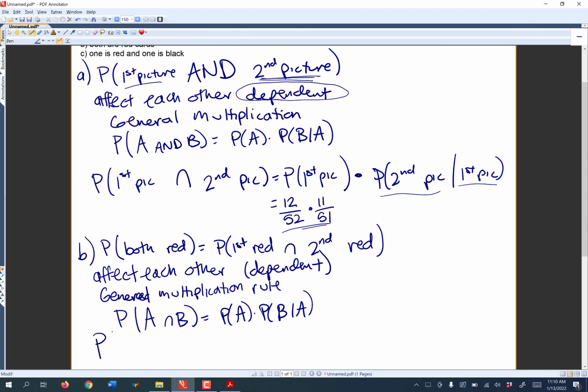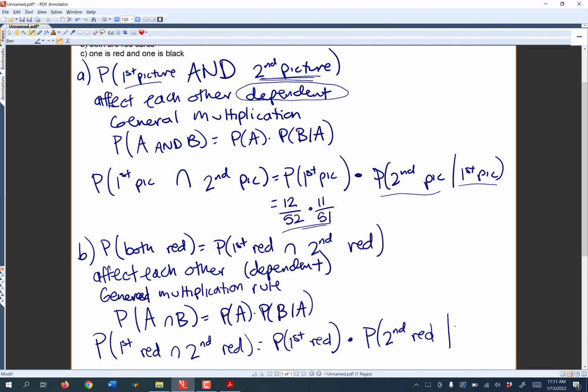So now, for our problem, we're looking for the probability that the first is red and the second is red. We're going to use that general multiplication rule, so we're going to do the probability that the first is red and the second is red. Sorry, I'm just writing the wrong thing here. Probability that the first is red times the probability that the second is red if you know that the first is red.